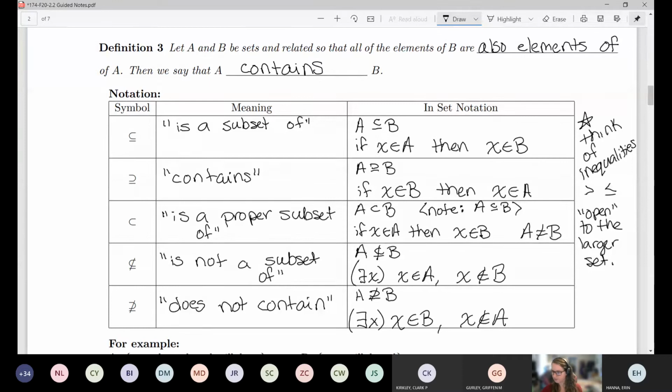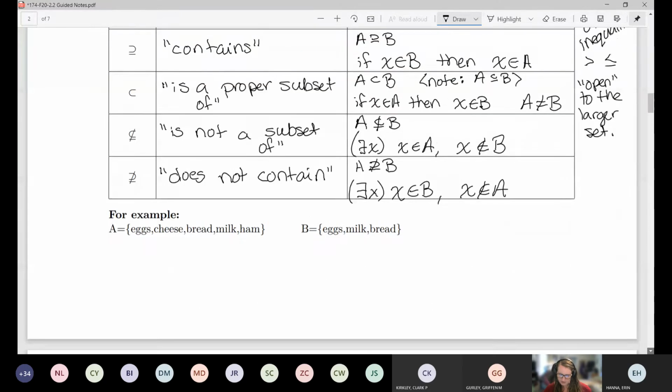So let me try to get up through there because I said I would leave a couple minutes. Let's say, for example, we have these two silly sets. A is the set of eggs, cheese, bread, milk, and ham, and B is the set of eggs, milk, and bread. Well, eggs, milk, and bread are all elements of A. So we would say that B is a subset of A, or you could say that A contains B. I personally will never care one over the other, whichever way you write it. I usually default to "is a subset of."